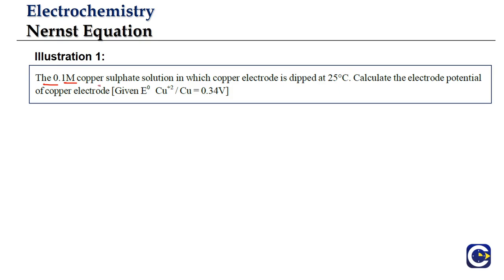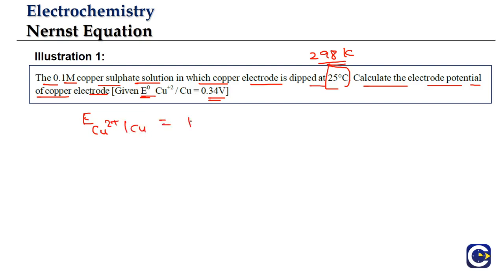A 0.1 molar copper sulfate solution in which a copper electrode is dipped is at 25 degrees centigrade, which means the temperature is 298 Kelvin, and the temperature is not changing. Calculate the electrode potential of the copper electrode. E naught value is given as 0.34 volt. So we are talking about the E value for the copper electrode, Cu2 plus/Cu, which will be equal to E naught minus RT by NF ln 1 by copper 2 plus ion concentration.